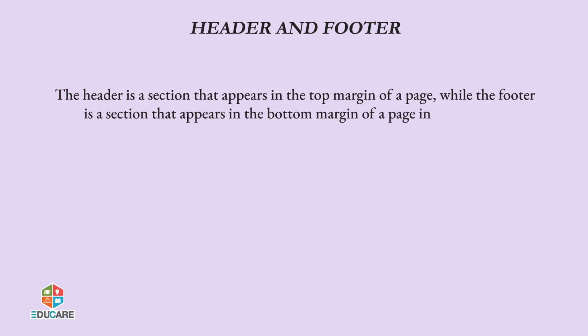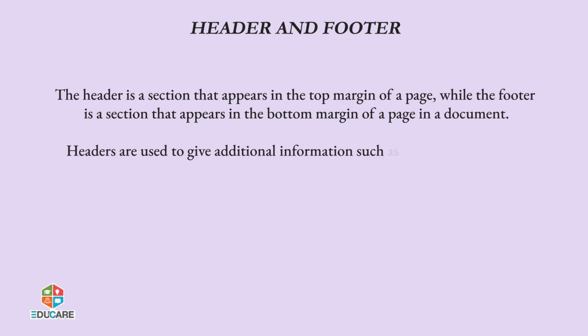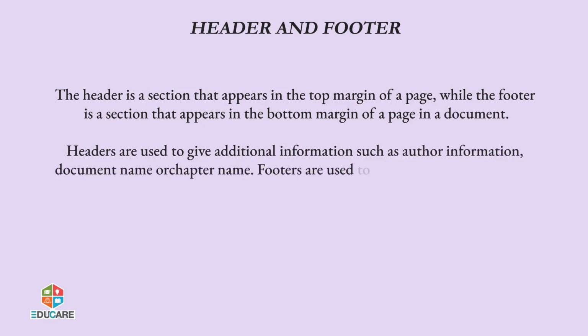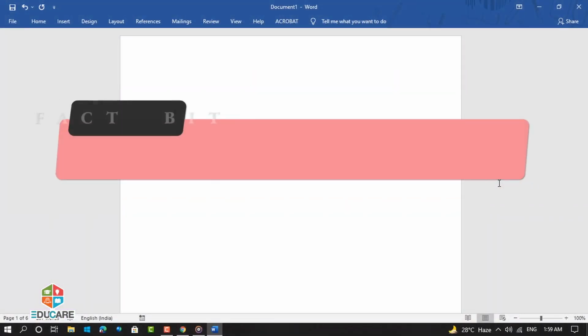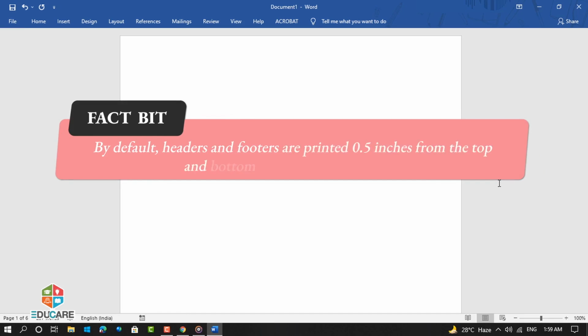Headers are used to give additional information such as author information, document name, or chapter name. Footers are used to provide information about page number. Text entered in the header or footer appears on each page of the document. Fact bit: by default, headers and footers are printed 0.5 inches from the top and bottom of the page, respectively.